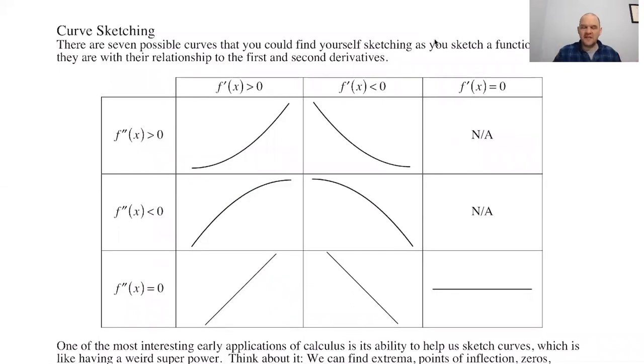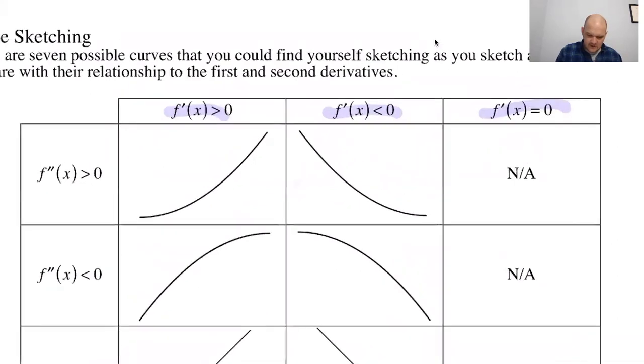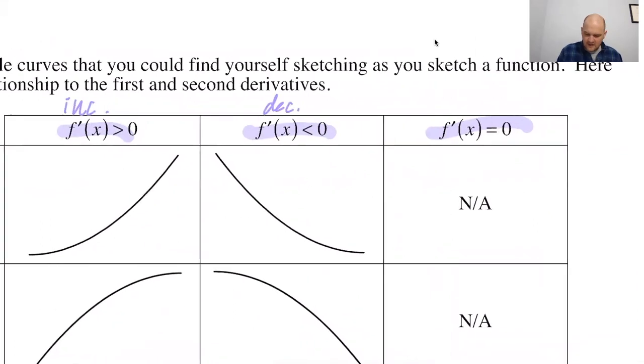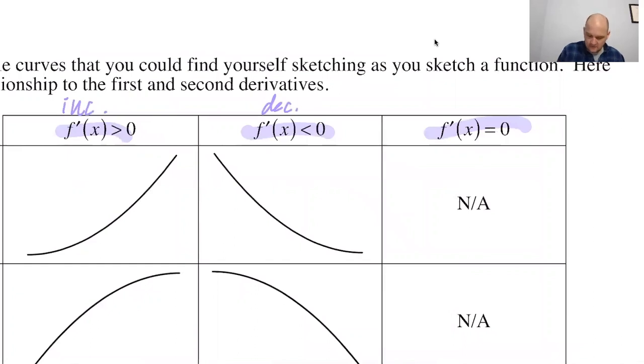So the 7 things that can happen are based on the fact that your second derivative can be any of 3 different things, and your first derivative can be any of 3 different things, right? You can have f prime greater than 0, which means your function would be increasing. So you're going to have some things that increase, some things that decrease, and some things that are just horizontal.